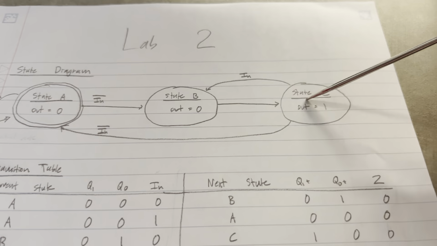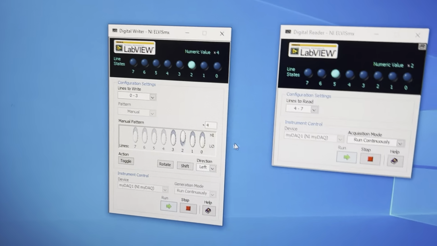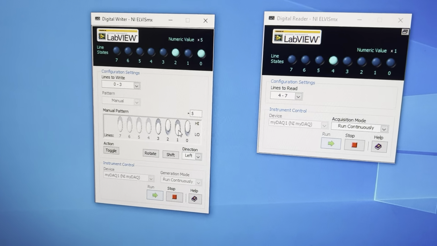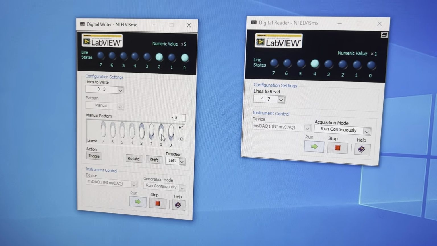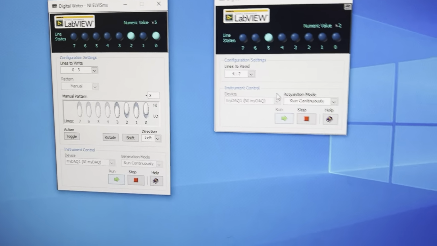Now in state C, if the input is high, we go back to state B. So input high, clock it, we're back to state B. Now let's test if the input is high from state B. Do we go to state C? If input is high from state B, we go to state C.